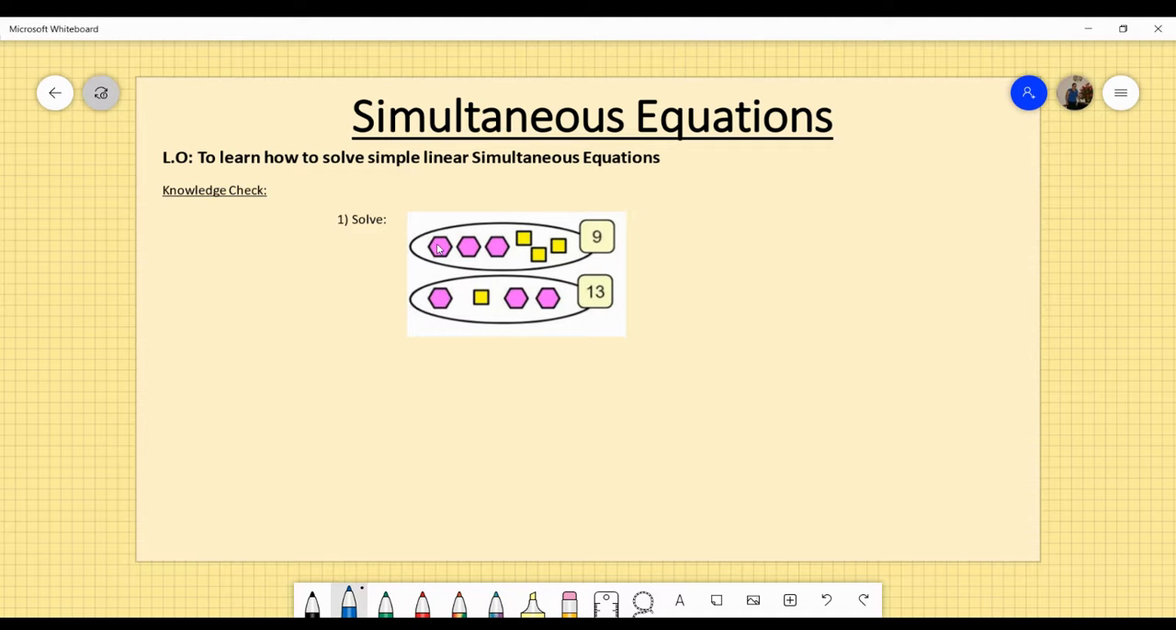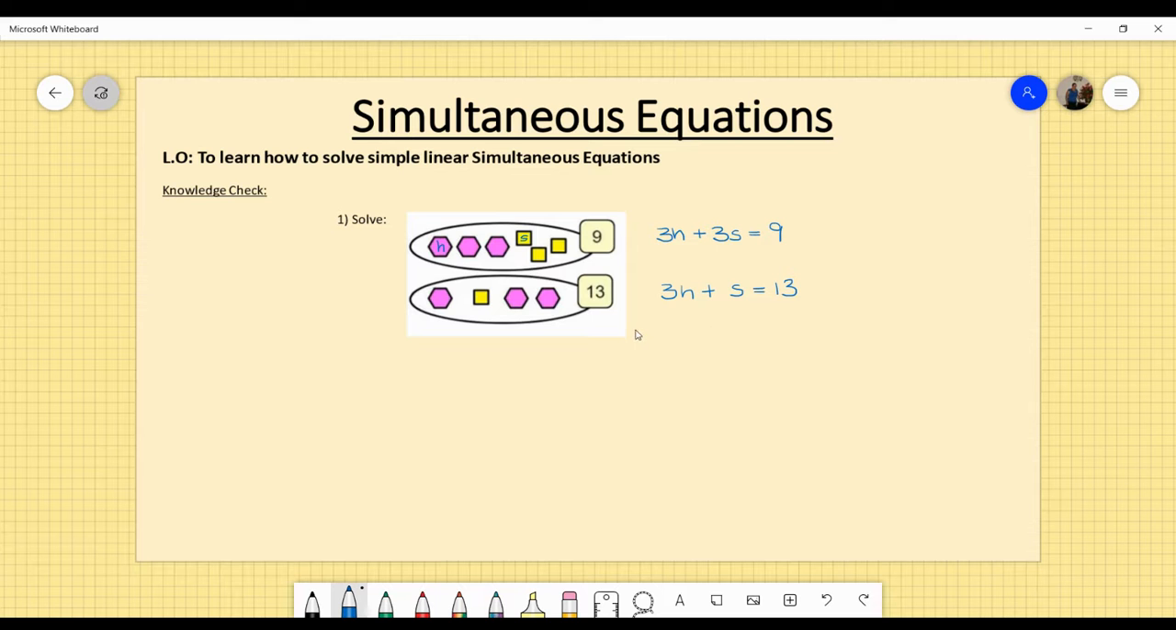So if I call each of our hexagons H and each of our squares S, then I would have 3 hexagons and 3 squares, and they're going to be equal to 9. And then on my second diagram, I've got 3 hexagons and 1 square. Okay, so you could put the 1 in or just have S for square, and that's equal to 13.